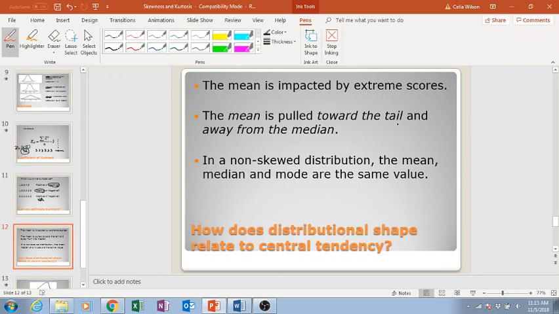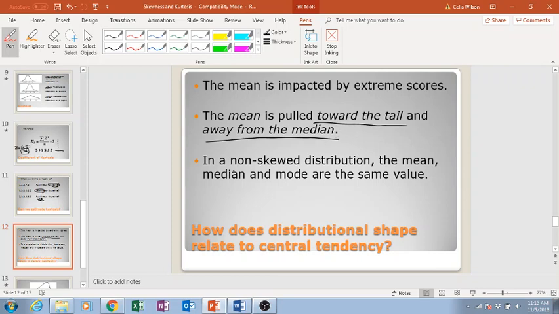They're going to pull that mean toward the higher numbers, toward the 80s and 90s, when in reality most people scored around 70. Okay, so the mean is impacted by the extreme scores. The mean is pulled toward the tail, which we talked about earlier, and away from the median. Again, that's why they use median a lot of times when they're talking about home prices, because the mean can be pulled toward the tail and away from kind of what's really happening, but the median is a little more stable in situations like that.